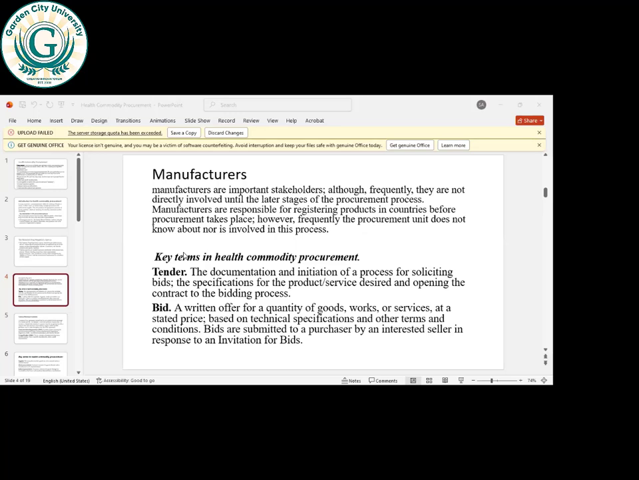And in the response, that is what we call the bid. So they bid and they write officially to the buyer. They'll give you their price, the stated price, and everything they give is based on the technical specifications and terms and conditions spelled out by the tender document. And so the bid is now given to the buyer. So the tender comes from the buyer and the bid comes from the seller.